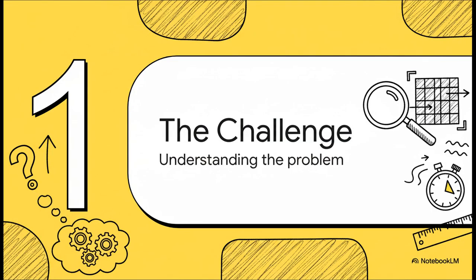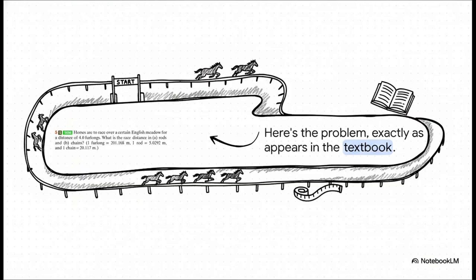All right, so before we even think about touching a calculator, the absolute first step with any problem like this is to just understand it. What is it really asking us to do? Let's break it down. Okay, so here's the setup. It says, horses are to race over a certain English meadow for a distance of 4.0 furlongs, and our job is to figure out that distance in first rods and then chains. The good news? The book gives us all the conversions we need to get to meters.